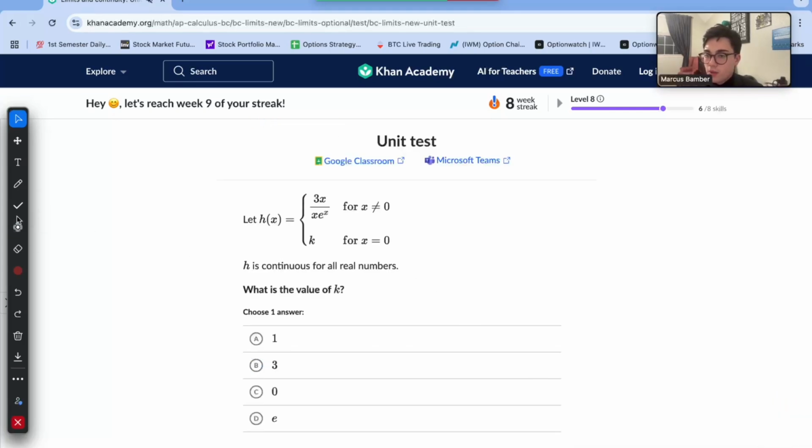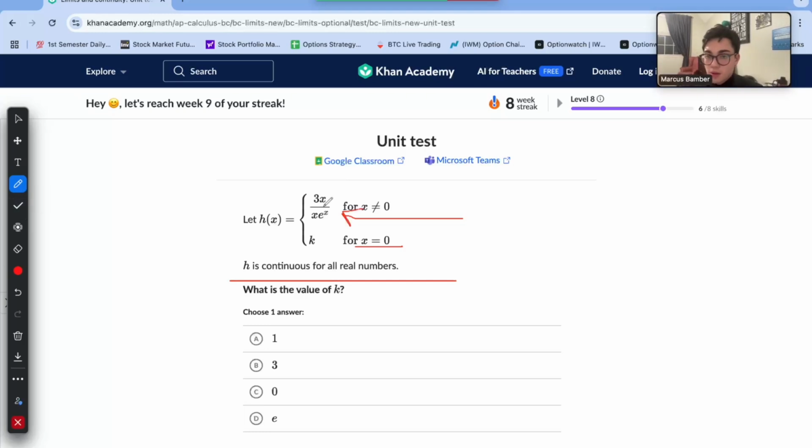Moving on, what is the value of k? Notice if it's continuous, our right-sided limit has to be equal to our left-sided limit. So we're just going to find the left-sided limit. We're going to directly substitute here. Notice it has to be a value where this is undefined for 0. Okay, so we're just going to look at what value our function in the top, 3x over x times e to the power of x, is approaching from the left and right side.